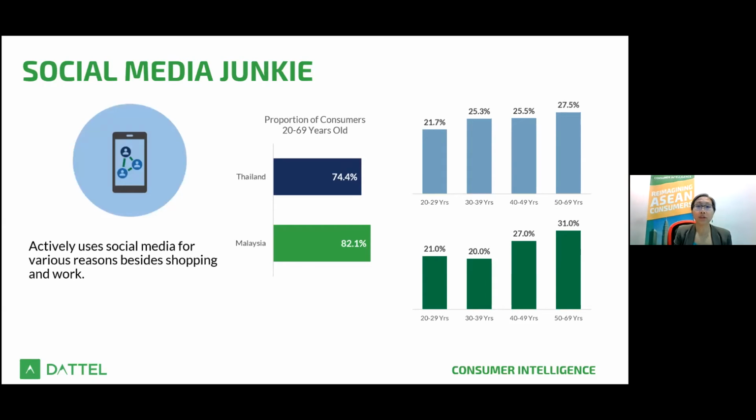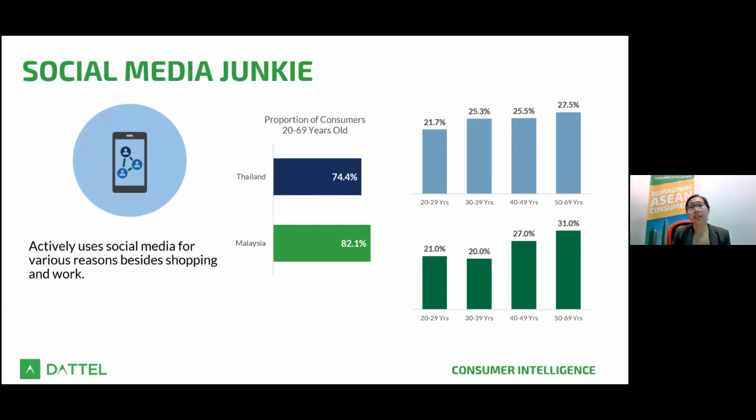And the last one that I'm going to show in detail for this session, social media junkie. So what's interesting here, you can see the proportion. Malaysians are bigger social media junkies than the Thais. But nonetheless, you can see now suddenly the pattern changes, and it's actually the older ones who tend to spend more time on social media, especially, I would say the biggest group is the 40 to 49 in Malaysia. But the same pattern is also seen in Thailand.